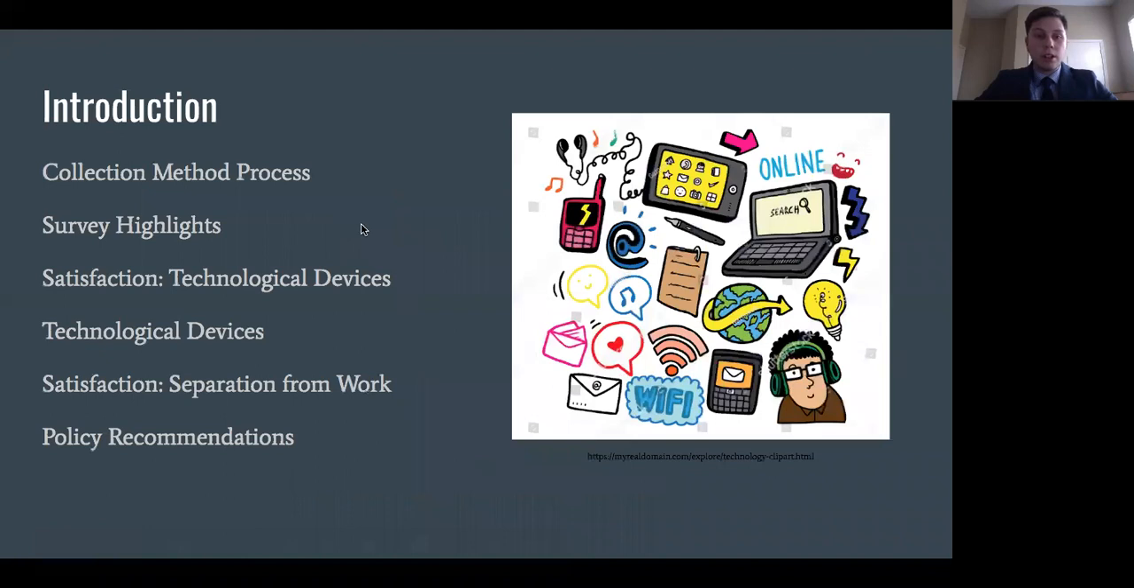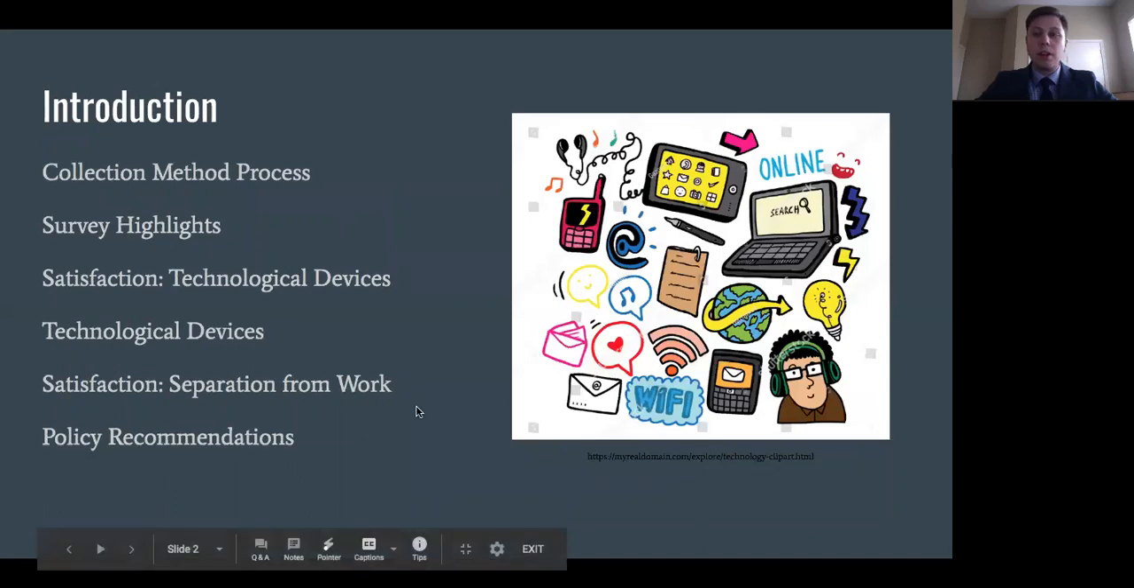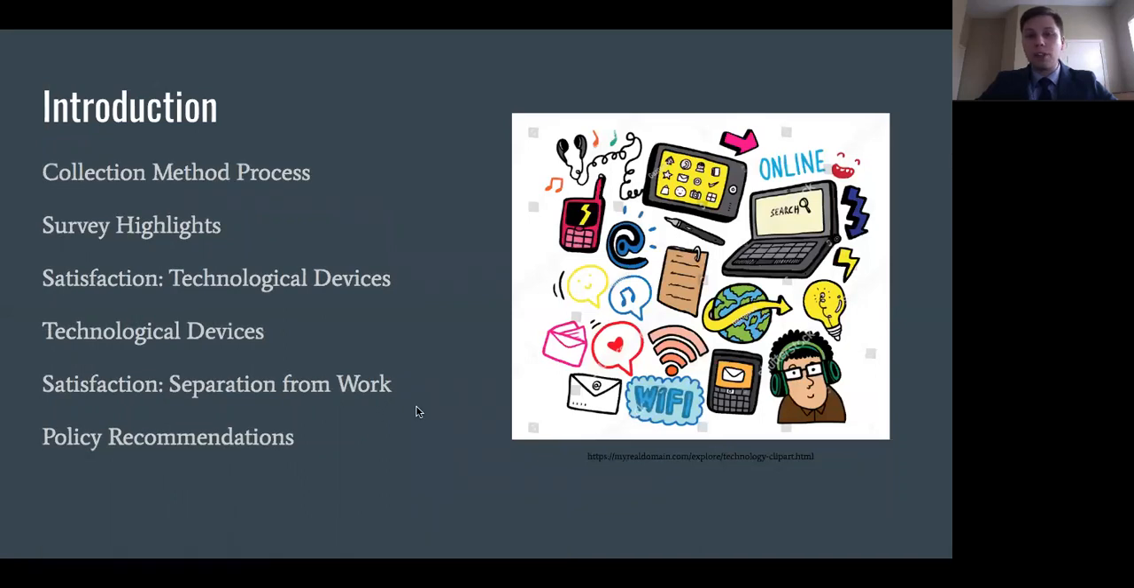In this presentation, I'm going to talk to you about my methodology of how I created the survey, indicate some highlights from the results that I got, and then go into more detail about the satisfaction of being issued a technological device, what type of devices are being issued these days, and people establishing separation from their organization and how satisfied they are, and recommend some policies for organizations to implement.